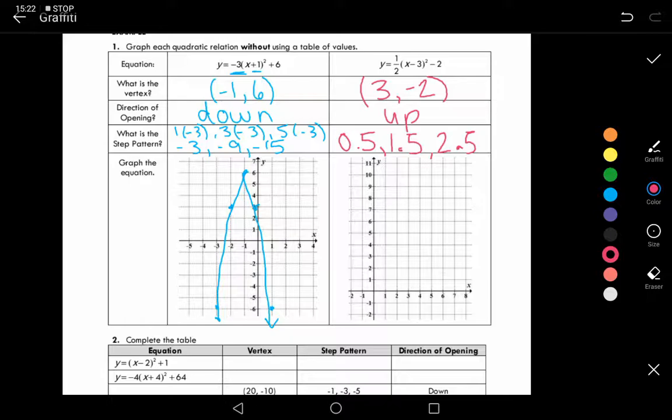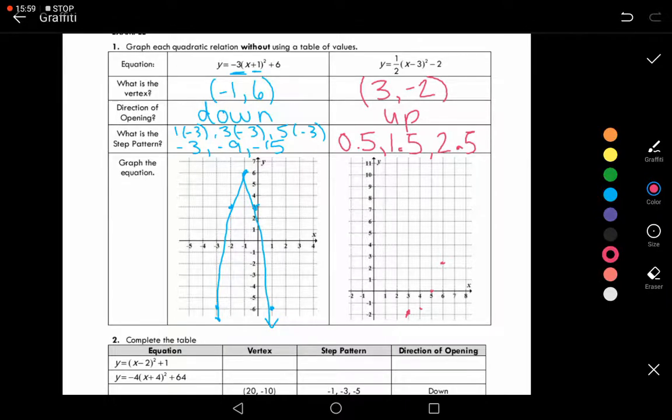So the first thing that we need to do is plot our vertex. So our vertex is at positive 3 on our x, negative 2 on our y. Okay, so it's going to be there. Now we're using our step pattern to find our next point. So our step pattern tells us over 1, up a half. Okay, over 1, up 1.5. Over 1, up 2.5.